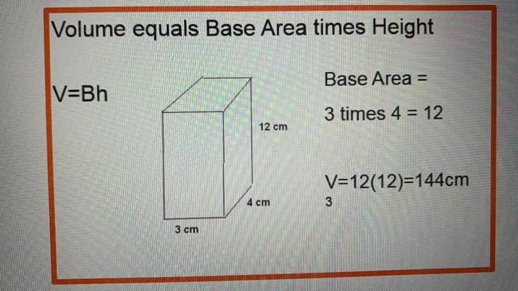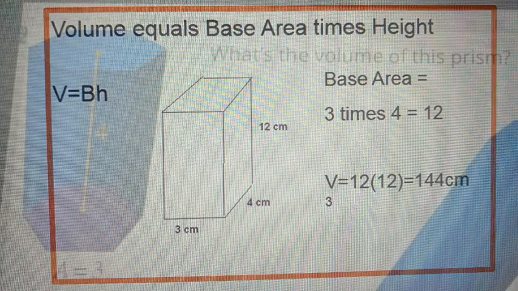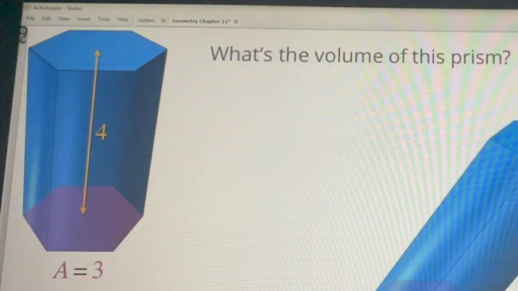Let's look at this hexagonal prism. If we have here the area of the base is 3 times the height of 4, I'm going to get 12. And because volume is the number of cubic units, it's 12 cubic units.